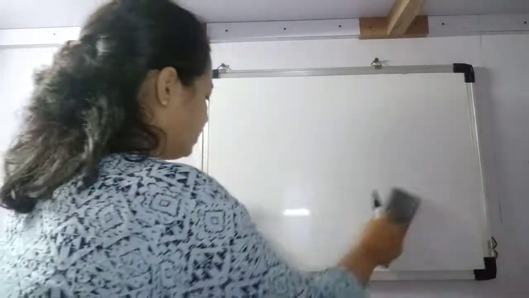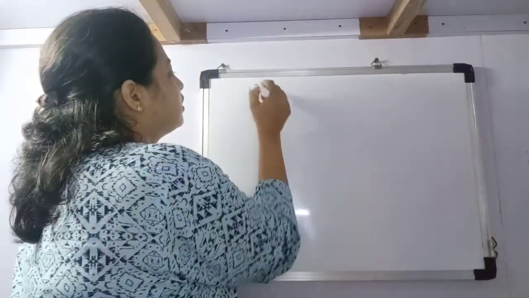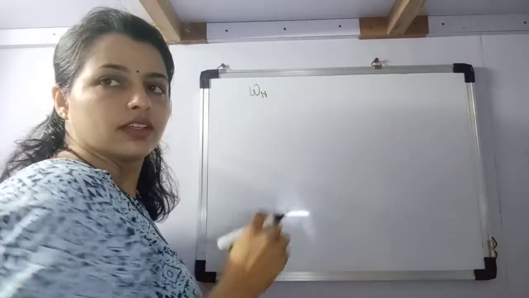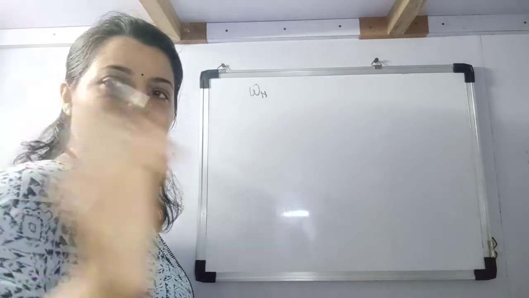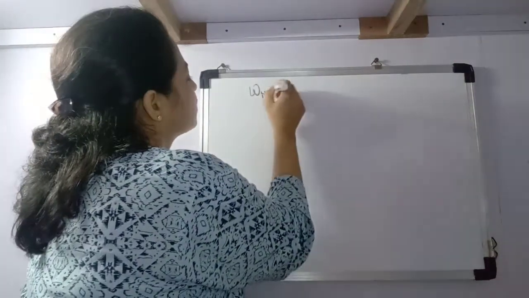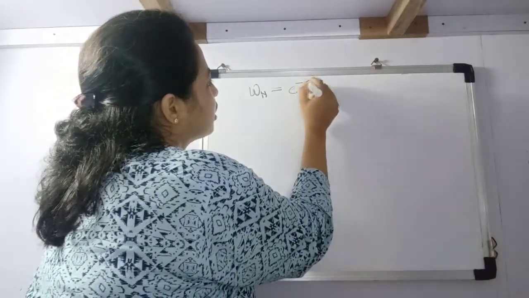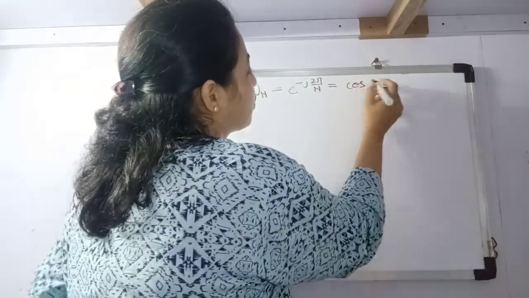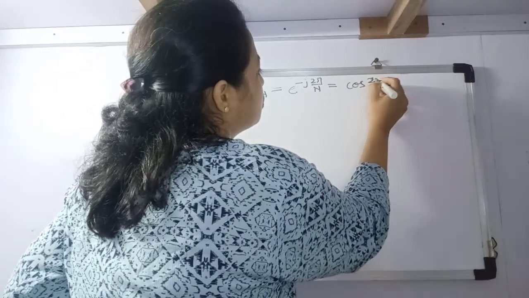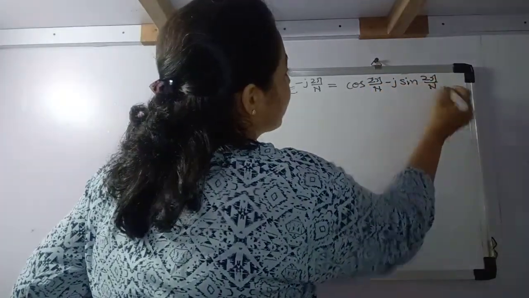So the major part we need to calculate in this example is the Twiddle factor. The Twiddle factor is equal to e raised to minus j 2 pi by n, and you know that this phasor is calculated from cos 2 pi by n minus j sine 2 pi by n.